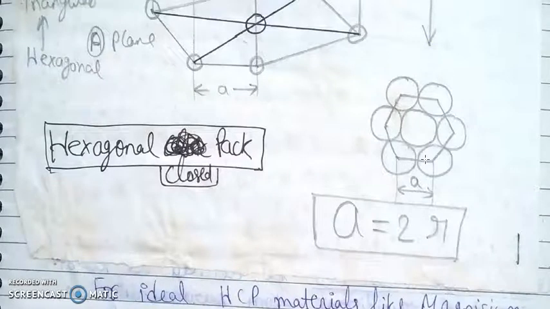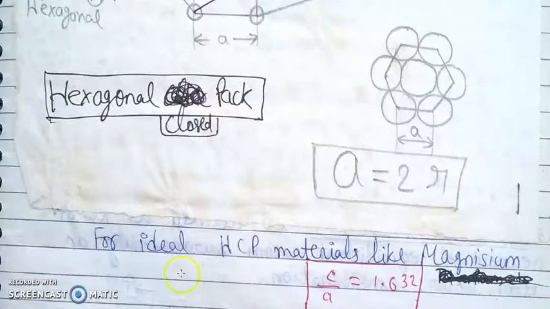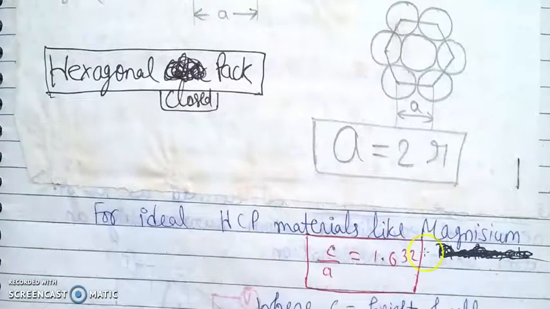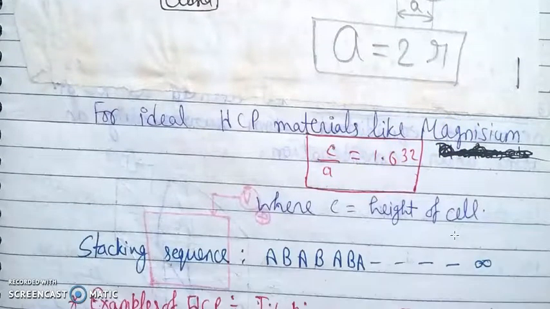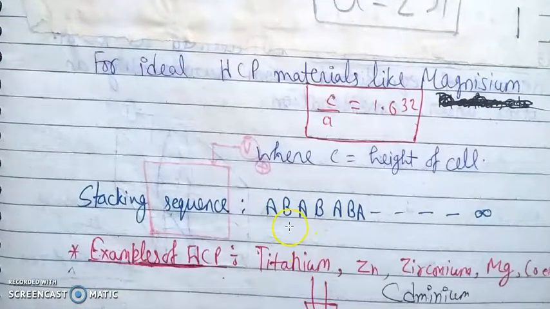Now how can you calculate the value of a and r? As you can see in the picture, the total distance between two atoms is a, which equals half of this circle plus half of this circle, that is 2r. So a is equal to 2r. For ideal HCP materials like magnesium, c by a will be equal to 1.632. The stacking sequence, as we have already depicted, is AB, AB, AB for HCP material.